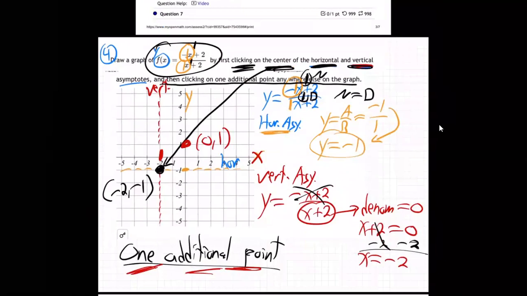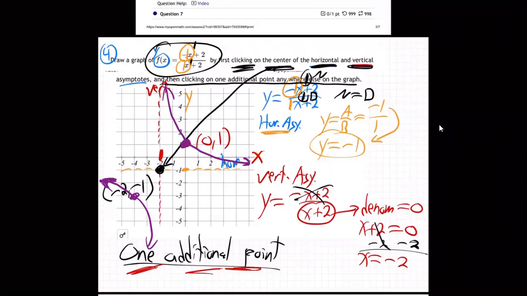Over 0, up 1. So if you click that, what you'll get is the graph. And the graph will look something like this. It'll go through that 0, 1 point, over 0, up 1. And let me see, it'll show up over here too. And it'll be close to those asymptote lines. See this asymptote line? That'll guide the graph up and down. This asymptote line will guide the graph right and left. So that's what will happen.